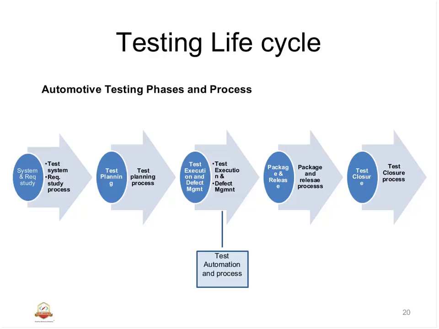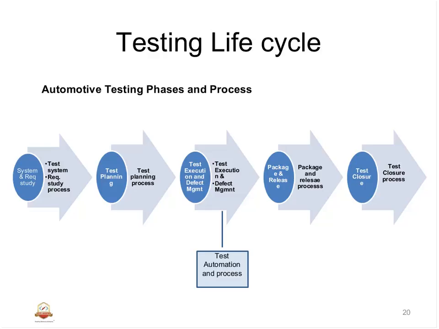As I said in the previous session, the software development life cycle has development as well as testing. This is talking only about the testing life cycle, so do not get confused between the development life cycle and the testing life cycle. It's all part of the integral process of the embedded software system. Here I am looking into the testing life cycle only. So we have 5 phases: system requirement study, test planning, test execution and defect management, package and release, and test closure. This is for a typical automotive testing.